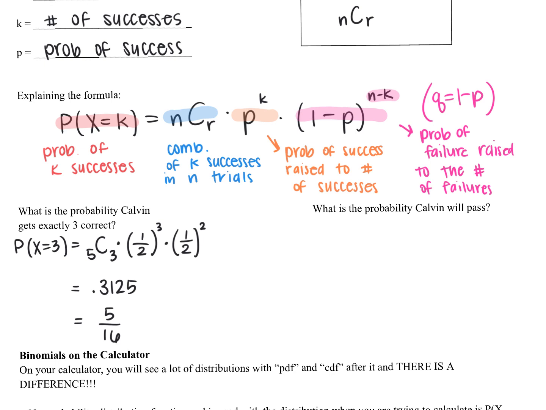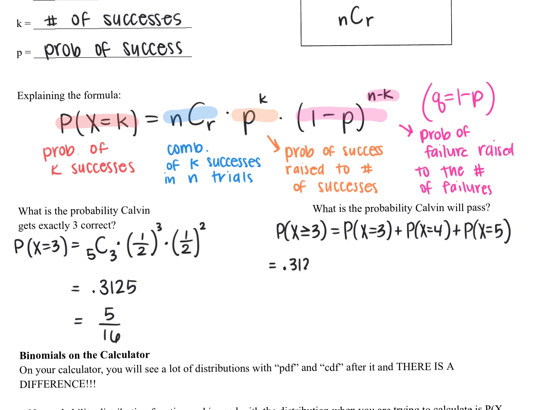Here's where the binomial distribution can get very time consuming. It's if you want to do an equal, greater than or less than situation. So the probability that Calvin will pass, so the probability that x is greater than or equal to 3. We have to do the probability that x equals 3 plus the probability x equals 4 plus the probability that x equals 5. So I would have to do the formula 3 times and then add them all together. So we already found the probability that x equals 3.